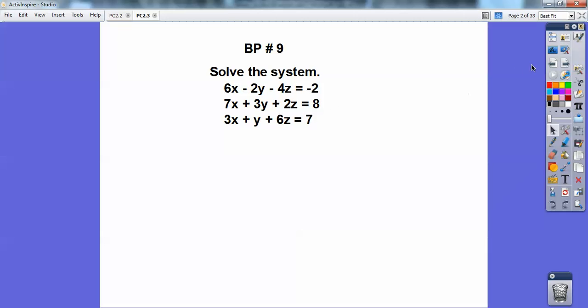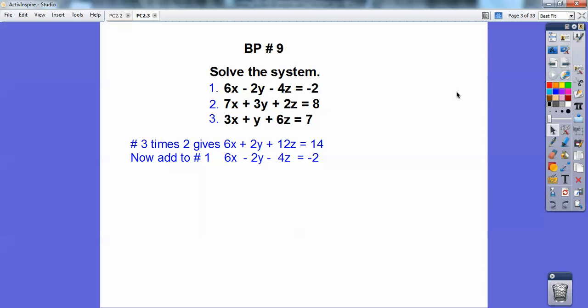I like to first label the equations 1, 2, and 3. And then if you scan over these x's, I don't want to fool with them because they're all different numbers. But because this is a 1y, I can change this to a 2y, and I can change it again to a negative 3y, and I can cancel it out. So I took equation number 3 and multiplied it times 2, and then I'm going to add it with equation number 1 right here.